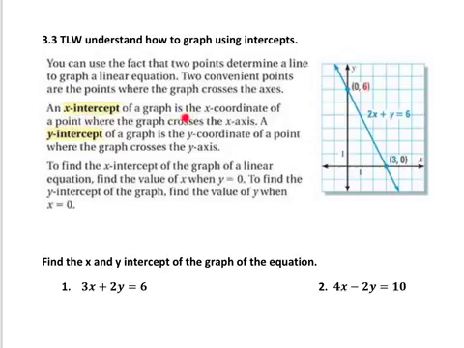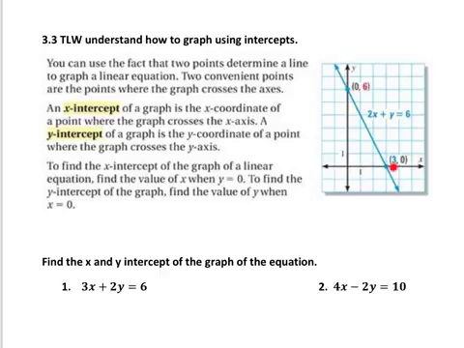An x-intercept of a graph is the x-coordinate of a point where the graph crosses the x-axis. A y-intercept of a graph is the y-coordinate of a point where the graph crosses the y-axis. To find the x-intercept of the graph of a linear equation, find the value of x when y equals 0. To find the y-intercept of the graph, find the value of y when x equals 0.